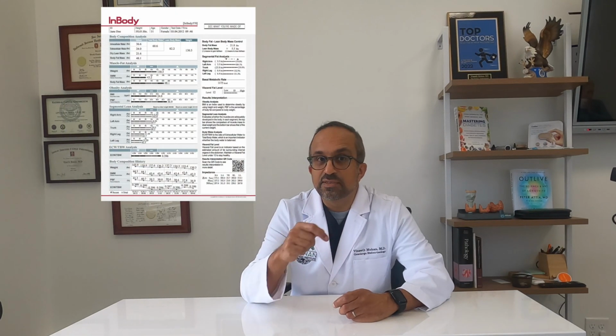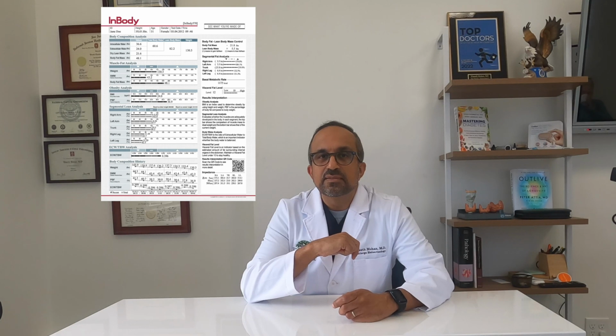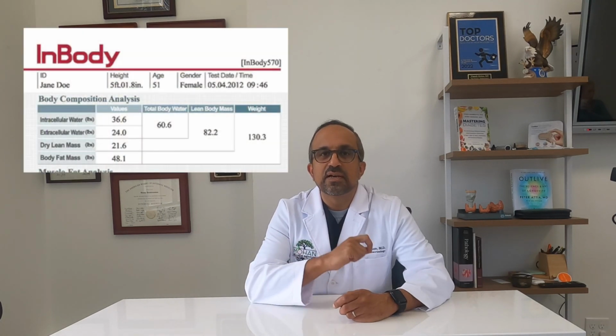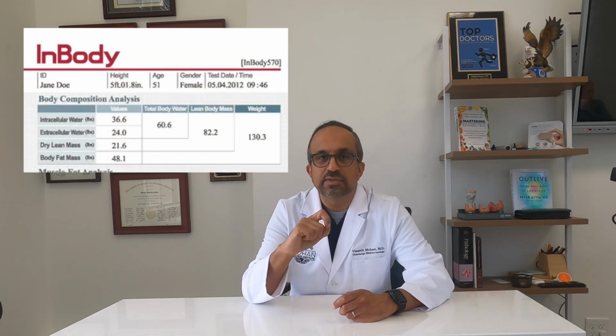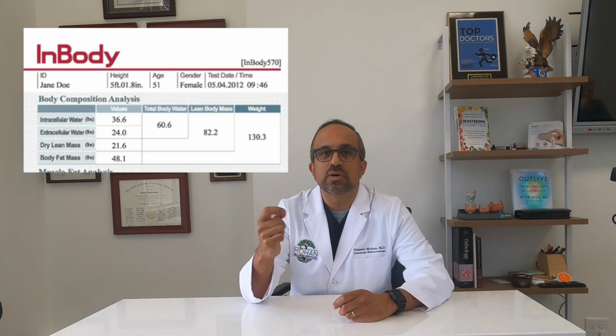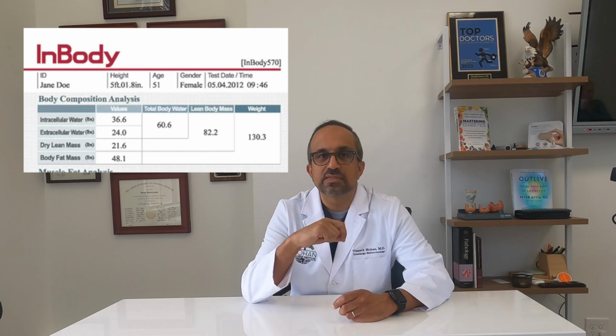Now let's look at your own InBody report, which you can find in your InBody app. The detailed report will look like this. First, let's start with water. After all, about 50 to 60% of our body weight is due to water. At the top left corner, you'll see the intracellular component, or the water inside the cells, and the extracellular component, which is the water in your bloodstream and between the cells.